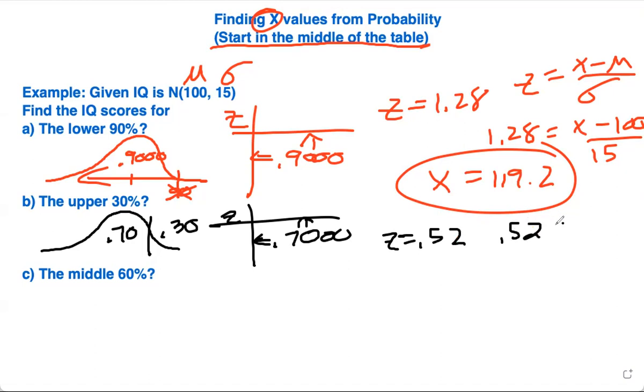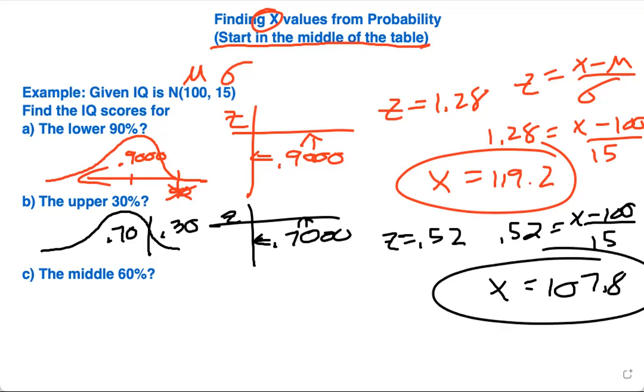So 0.52 is equal to x minus 100 divided by 15. 0.52 times 15 plus 100 will give me, not a z-score, an input value, an x value of 107.8. And then lastly, the middle 60%.